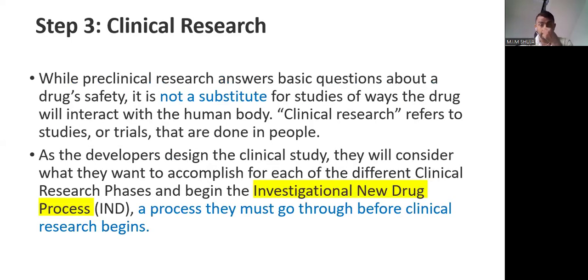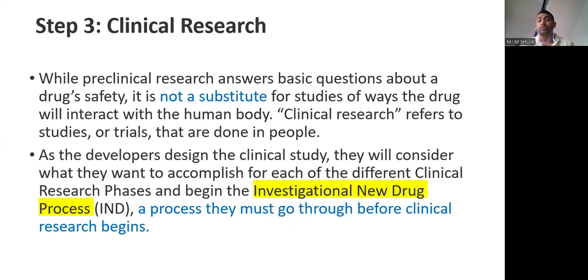Then clinical research. Once a drug is tested on animals in the preclinical research, and once we have found the dosage and toxicity, if it is okay to use on humans, we will use it. But remember, the preclinical research, that means what we do in rats or animals, answers basic questions about drug safety.